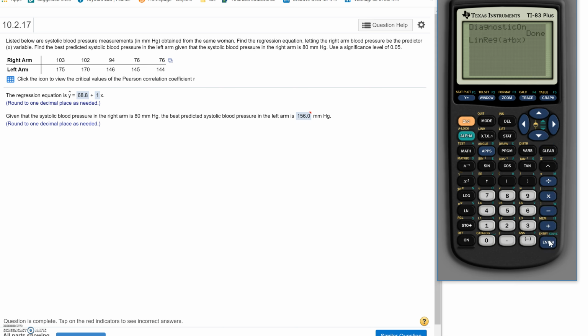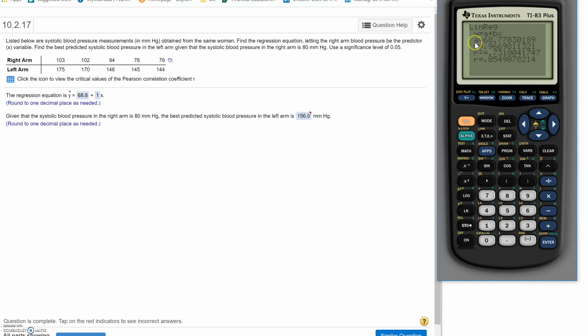Press 8 or enter. Now you have to tell the calculator where are your values. So you have to press second and the digit 1. Right above the 1 you see L1. Then you need to press comma and then second the digit 2 for L2. That's what you should see on your screen. Press enter and then you get everything you need.